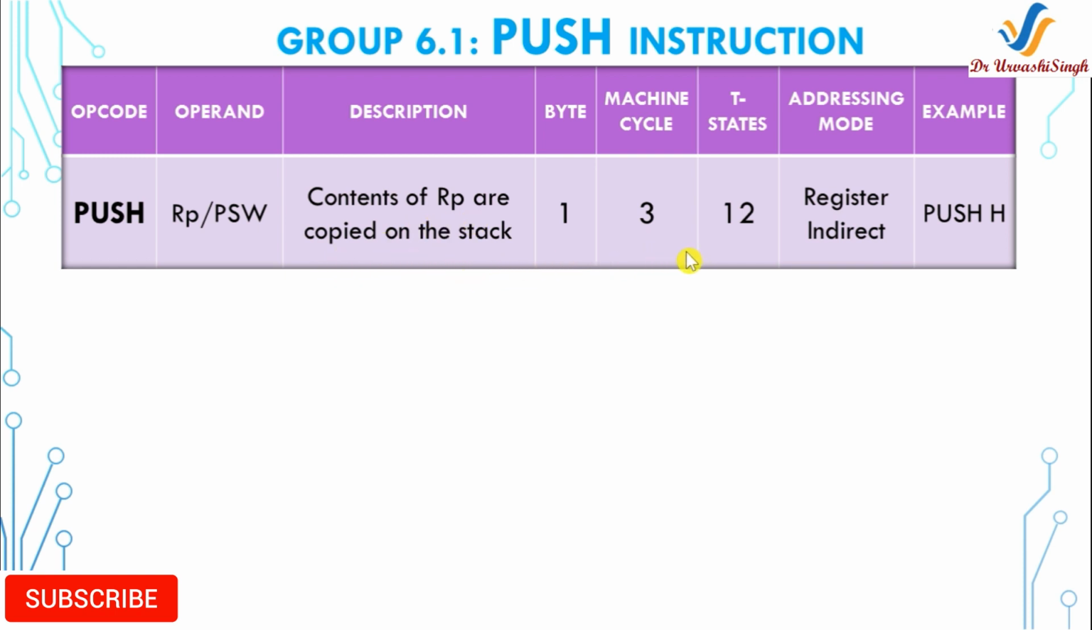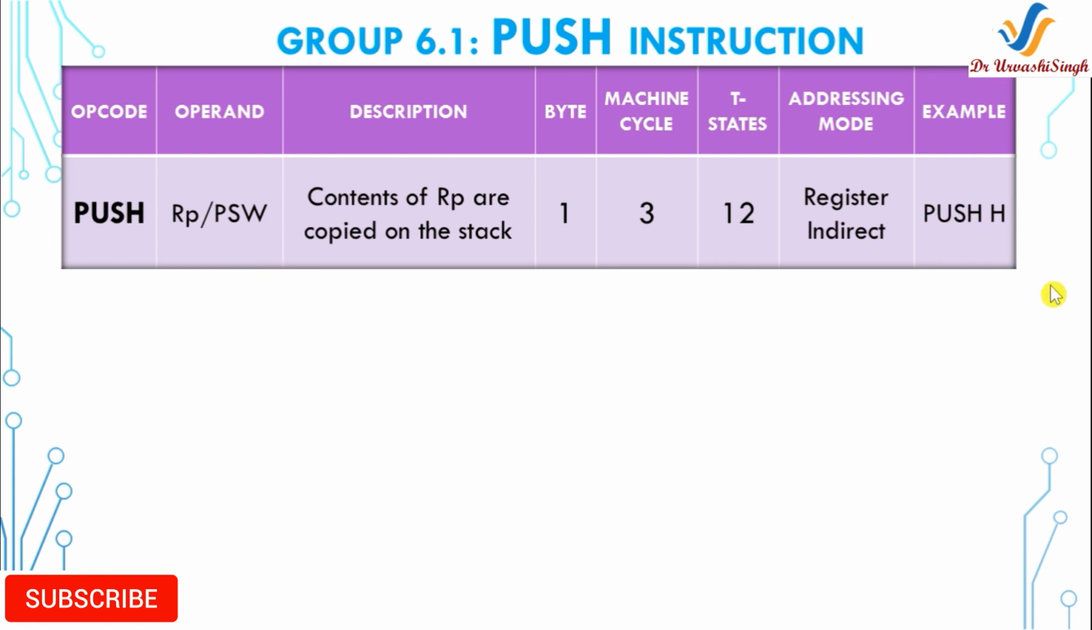Here second and third machine cycles are memory write because the contents of register pair or PSW are written onto the stack memory. Students, note the point that the opcode fetch machine cycle in push instruction is 6 T states long. 2 T states are required extra to obtain the stack location. Addressing technique is register indirect because operands are indirectly specified in the instruction.